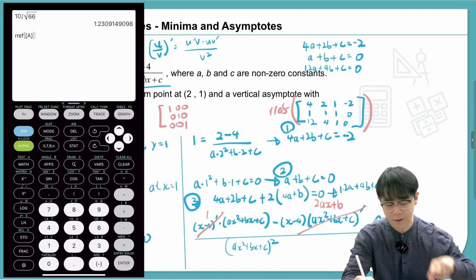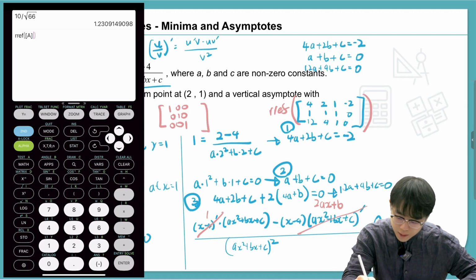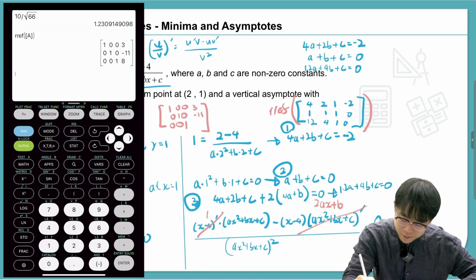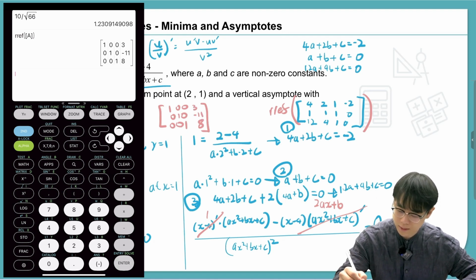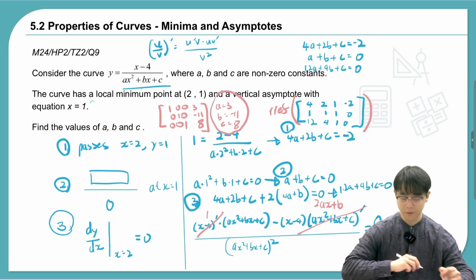And then we get our values of A, B, and C, right? So let's try that. It gives us 3, minus 11, and 8. So that means our solution is A is 3, B is negative 11, C is 8. Okay, so that's your final answer.